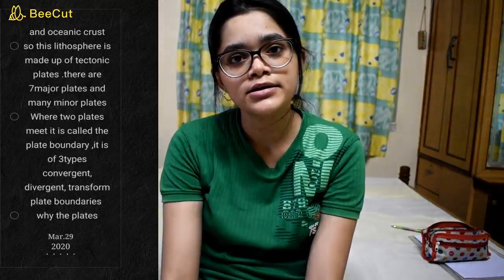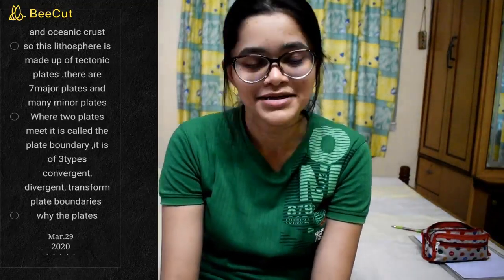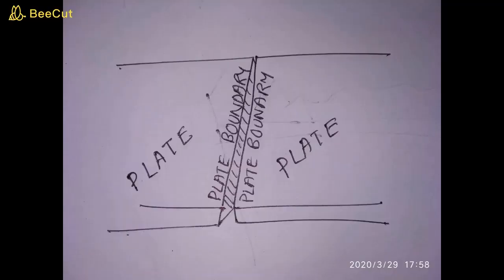So moving on, the next thing is there are 3 types of plate boundaries. The first one is convergent, the second one is divergent, and the third one is transform. What is a convergent plate boundary? In convergent plate boundaries, two different types of plates come in the direction of each other. So there is a collision.